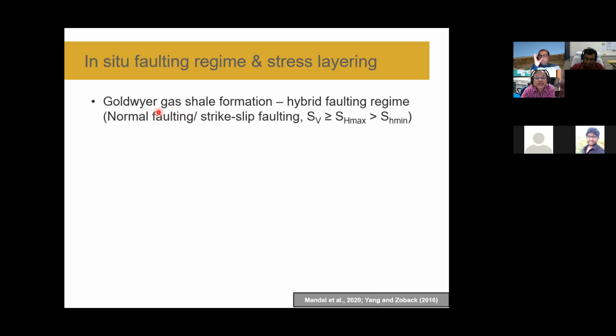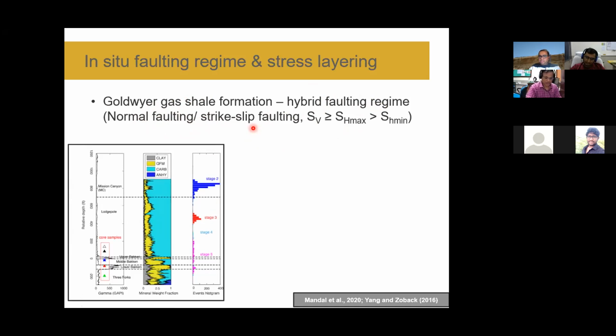Here it is in Australia, where it has already been reported. In our previous study, the faulting regime is normal faulting or a combination with strike-slip faulting. We call it a hybrid faulting regime. Taking that into consideration, here I want to show you another example, probably from a US gas shale as well. This is a study by Young and Jovak, where they tried to model why some of the hydraulic fractures they generated here propagated beyond that interval.